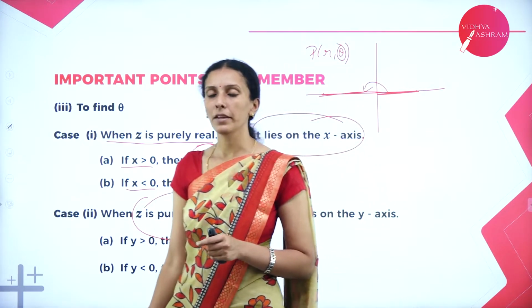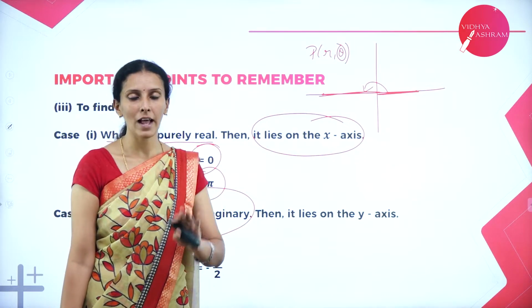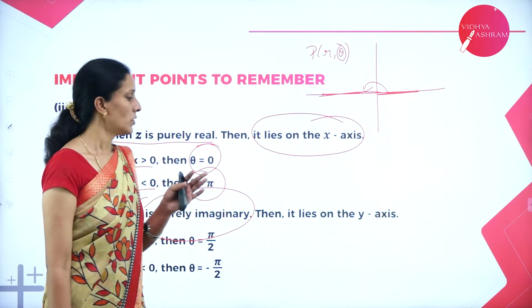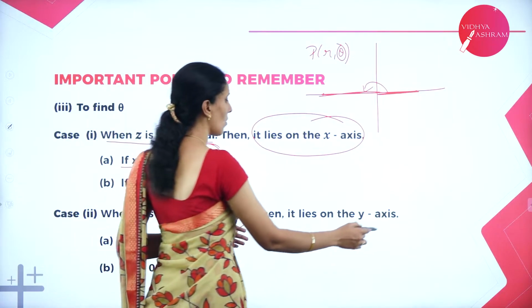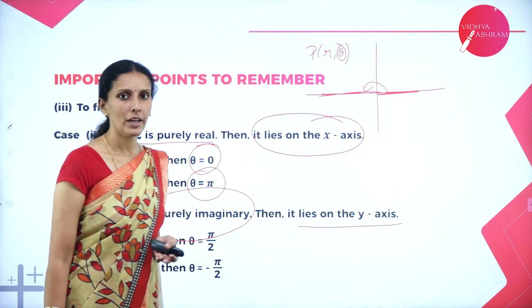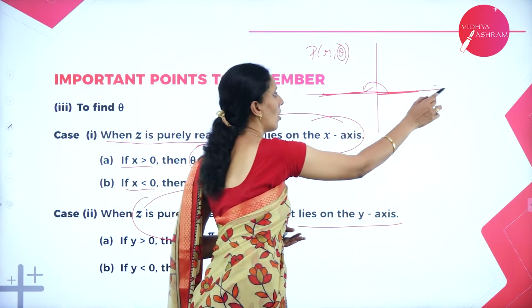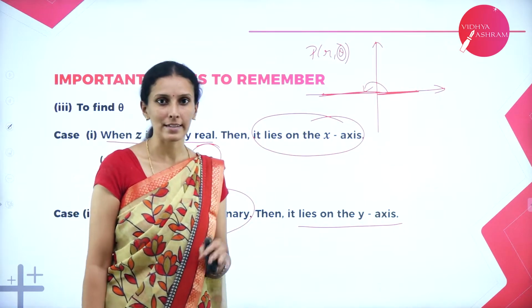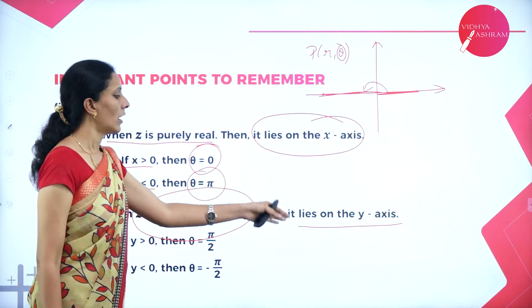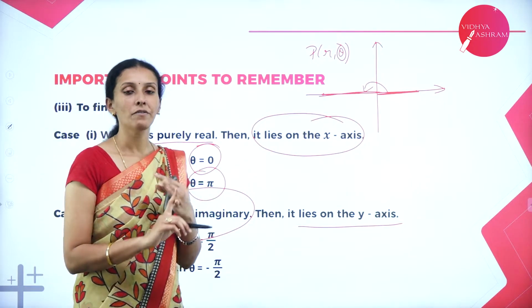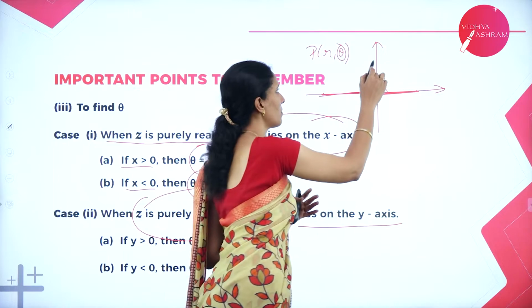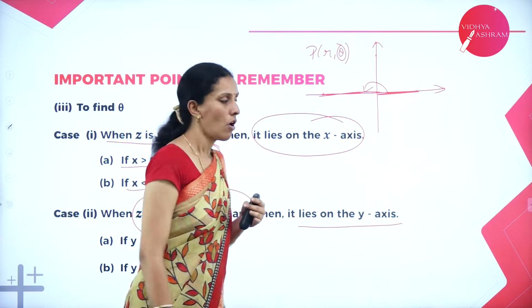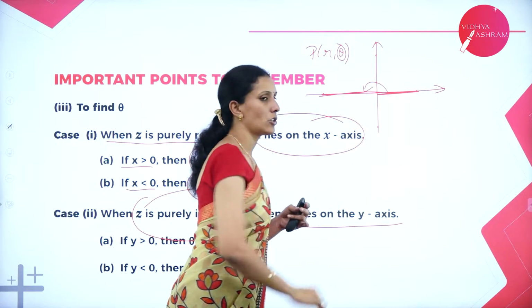Next, we have if z is purely imaginary. Purely imaginary means the real value, that is a, is 0. So, therefore, it lies on the y-axis. Usually in a coordinate plane, x is called the real axis and y is always considered as the imaginary axis. Now, if it lies on the y-axis, we have two possibilities. One is the point may be on the positive y-axis or the point may be on the negative y-axis.